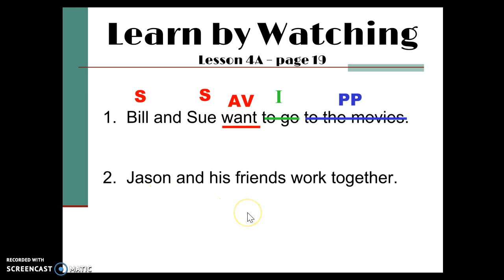Jason and his friends work together. Don't see any imposters in here, so I'm not going to mark anything off, but I ask if there's a verb, work. Work is an action. Now I ask myself, who or what work together? I see 2 subjects, Jason and friends work together.